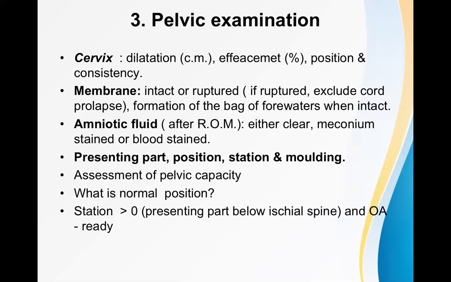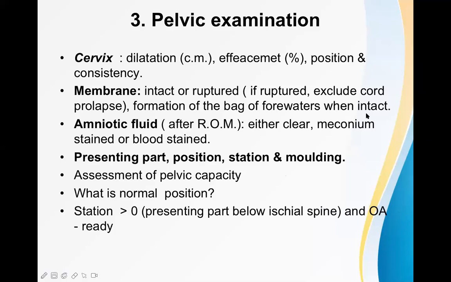One important point, when the membranes are ruptured, but she has not delivered, okay, in the second stage of labor, or not in the active phase of the first stage of labor, you have to exclude cord prolapse, because the umbilical cord may come down before the presenting part, and if that happens, that umbilical cord may be compressed by the presenting part against the pelvic cavity, and the baby may die sometimes because of this complication. This is known as cord prolapse, so we must exclude it by per vaginal examination.